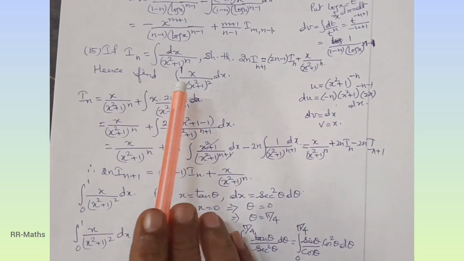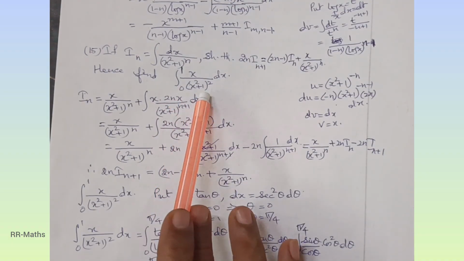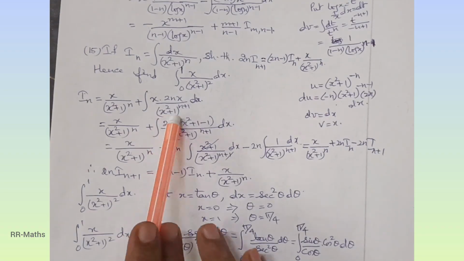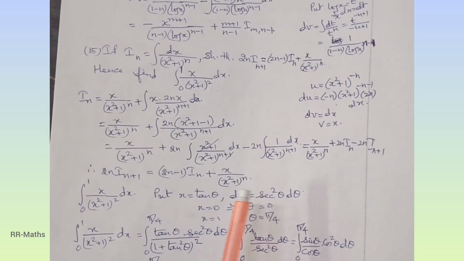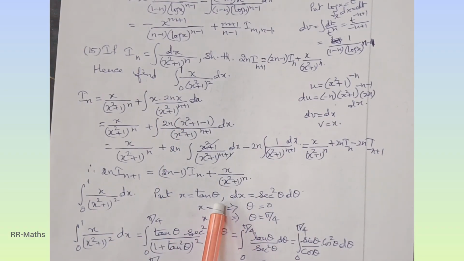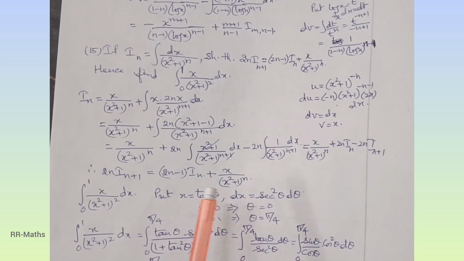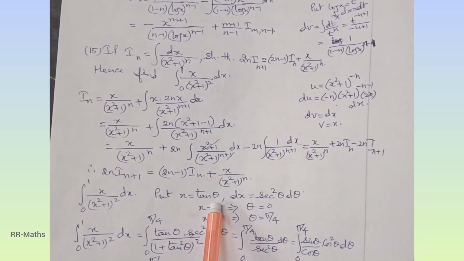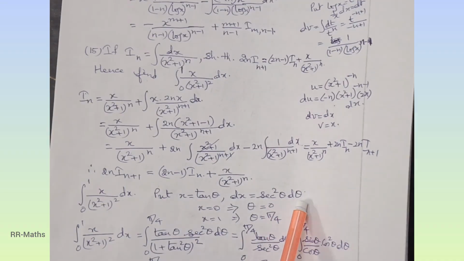You are asked to evaluate integral 0 to 1 of x by (x square plus 1) whole square dx. Now I cannot apply the formula directly here, so I make a substitution: x is equal to tan theta. I use tan theta because my denominator has the 1 plus x square term, and 1 plus tan square is known to me. So 1 plus x square becomes 1 plus tan square, which leads to secant square theta. Now dx is secant square theta d theta.